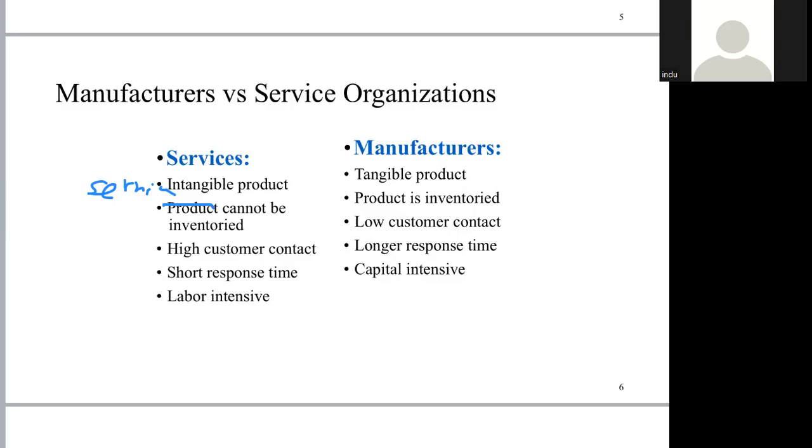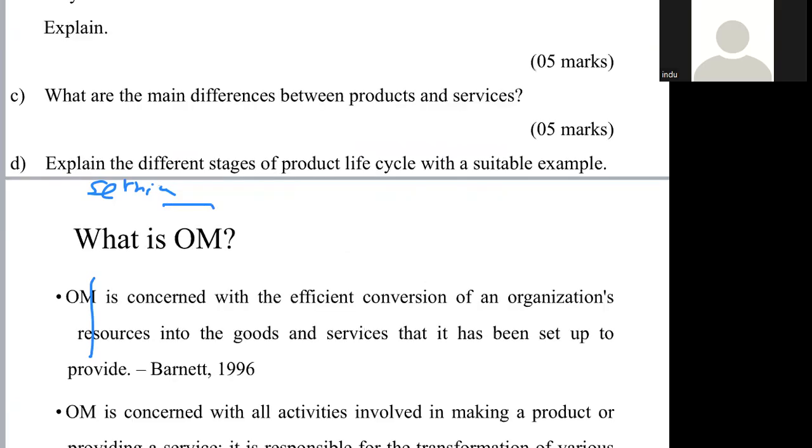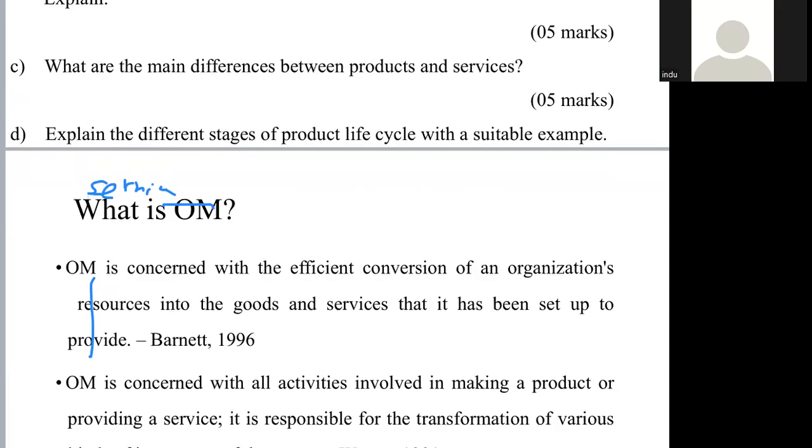Okay. So then the next section is the final one. You can see here: explain the different stages of the product life cycle with a suitable example. When answering this section, first you have to explain very briefly the different stages of the product life cycle, and next you can explain the product life cycle using a product of your choice, right?